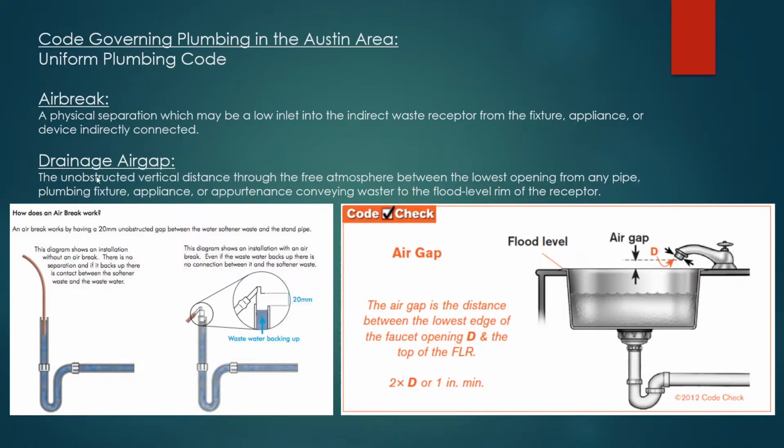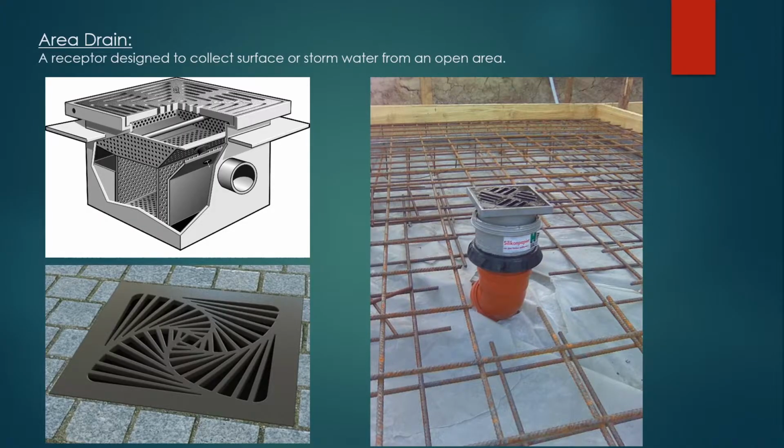Next is a drainage air gap. This is the unobstructed vertical distance through the free atmosphere between the lowest opening of any pipe, plumbing fixture, appliance, or apparatus conveying water to the flood level rim of the receptor. There's another example of an air gap here. You should never have the head of a faucet or sink down inside the sink. Basically, if this overflows, you don't want any sort of dirty or contaminated water back feeding into your water system.